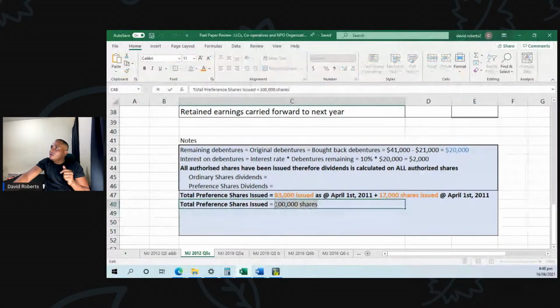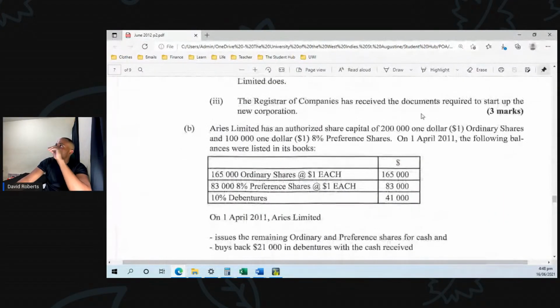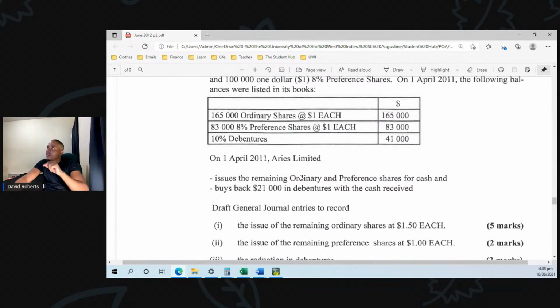When you're doing the preference shares, we are issuing dividends for 100,000 shares, but it's not because 100,000 was authorized. That is one thing I want to make a distinction on. Remember, the business would have authorized 100,000 preference shares. However, when issuing the dividends, you're issuing for 100,000, not because 100,000 was authorized, but because we would have had 83,000 issued from before and 17,000 issued on April 1st, 2011.